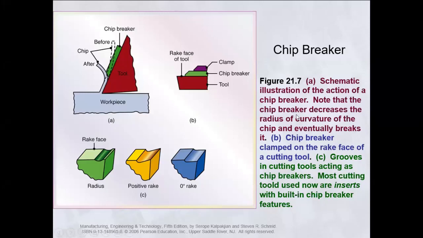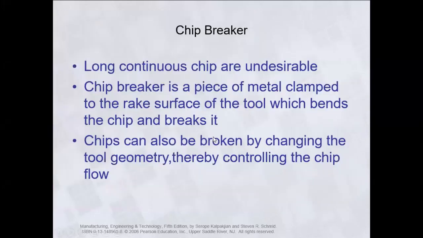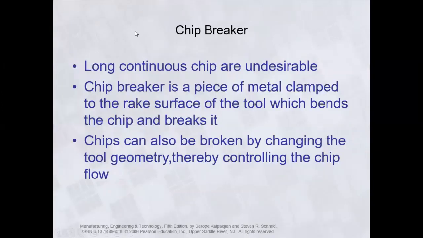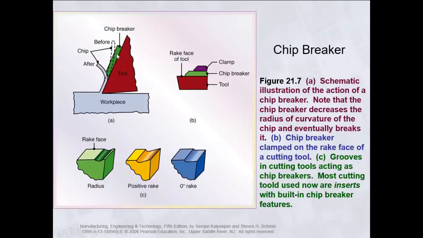A chip breaker decreases the radius of curvature of the chip and eventually breaks it. How? If you do not use a chip breaker, you can see the length of the curved chips becomes too large, and they get stuck to the rake face. So we attach a chip breaker to the rake face of the tool. The function of this chip breaker is to break continuous chips into discontinuous chips. This is the tool. With the tool, we attach a chip breaker and clamp it with the help of a clamp, so that it is rigid and can withstand the force of the chips.